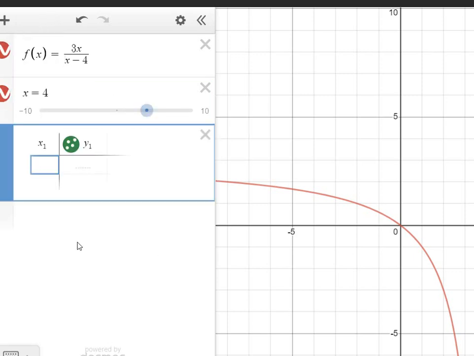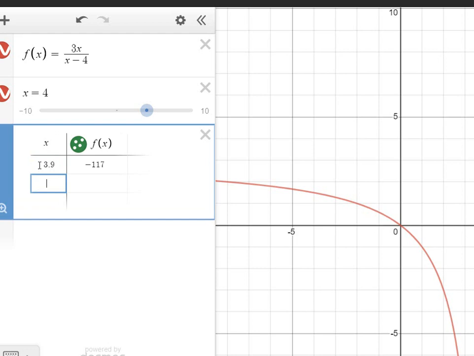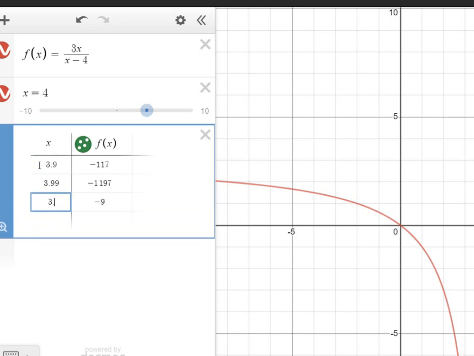Now, doing it numerically, which means using a table, remember, we have to check both sides. So first, let's check sides that are less than 4. So let's do 3.9, 3.99, 3.999. Now, as I approach 4 from the left-hand side, so values less than 4, notice that my y values are negative, and they're getting more and more negative, so they're becoming larger negative numbers. So I'm right, it is shooting down to negative infinity as I approach from the left-hand side.